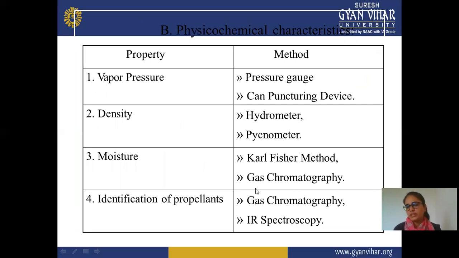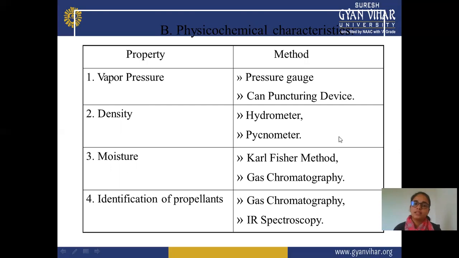Next is physicochemical characteristics. There are different tests, and according to these tests there are methods by which you can easily check that particular condition. The physicochemical properties include vapor pressure, density, and moisture. These are the tests for physicochemical characteristics. The first property is vapor pressure. The method used for calculating vapor pressure is a pressure gauge, or a puncturing device. These are used for vapor pressure checking.